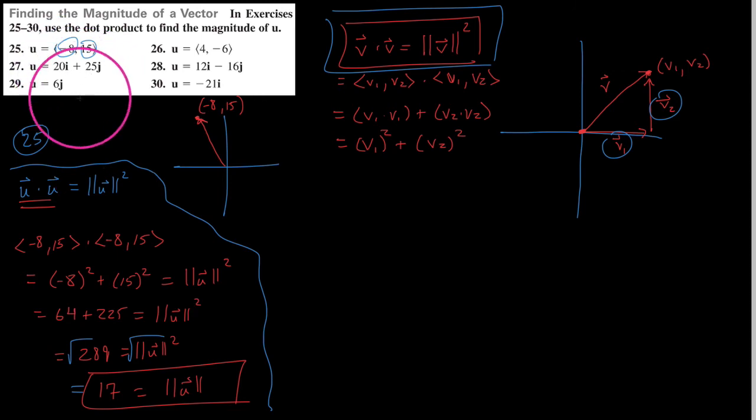For the rest of these, go ahead and find the dot product of the vector with itself, then take the square root of your result, and that should give you the magnitude of your vector, just as we've found magnitudes in the past.